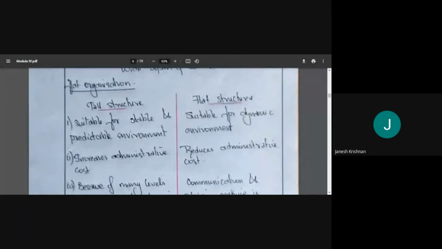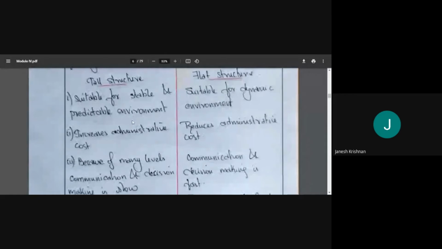So what is the difference between tall and flat structure? Tall structure is suitable for predictable environment, and flat structure is suitable for dynamic environment. Then, in a tall structure, we need more and more persons. As the number of persons increases, the cost will also increase. So a tall structure increases administrative cost. A flat structure will reduce the administrative cost.